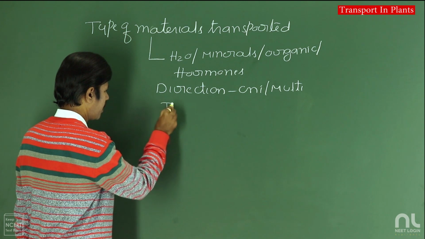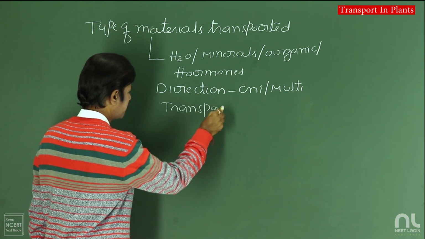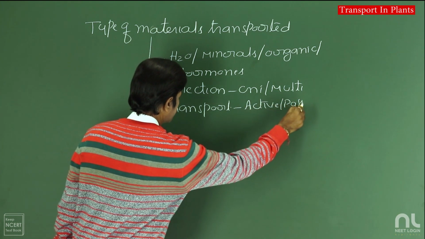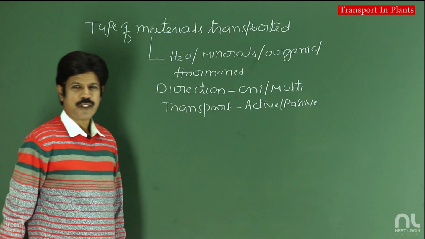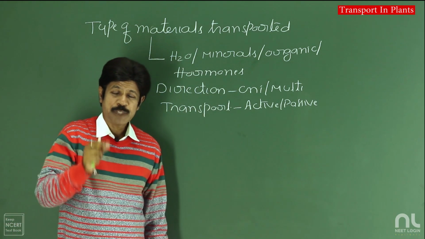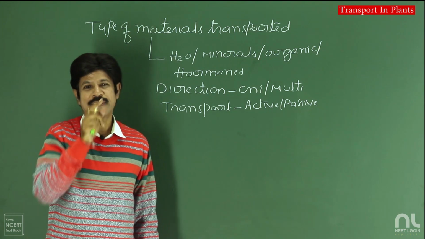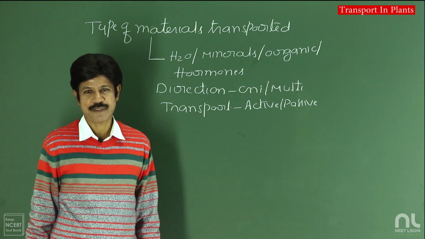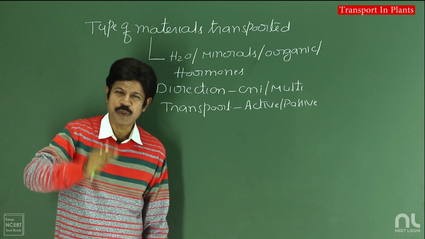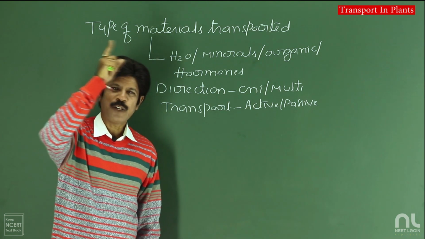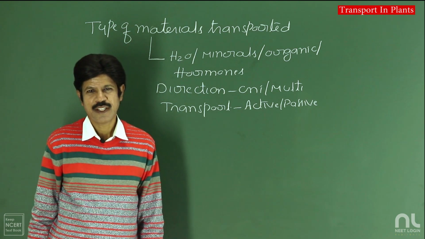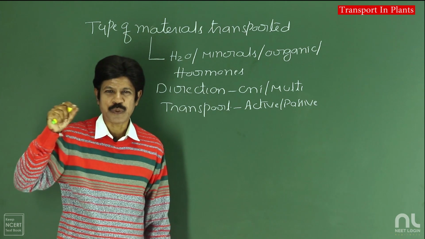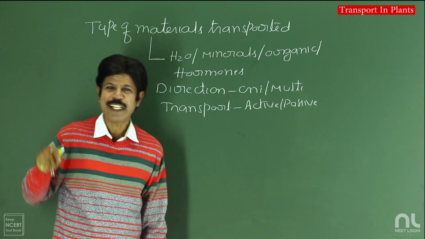And this transport, active, passive. So plants transport substances to long distances in spite of lacking a circulatory system, in contrast to animals. Water and minerals absorbed by the root are transported to all parts, including the tip of the stem. And photosynthates formed by the leaf are transported to organs, that is the root, deep in the soil.